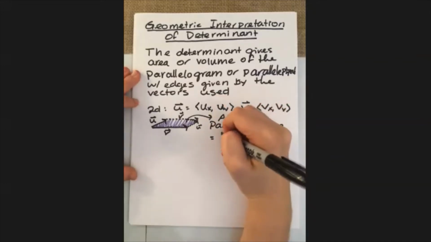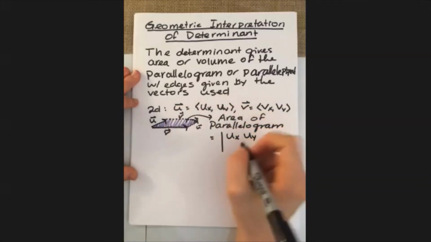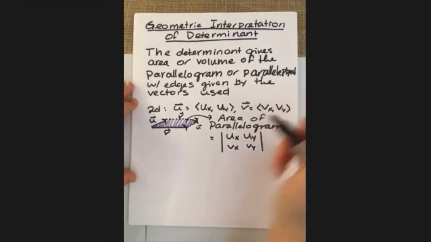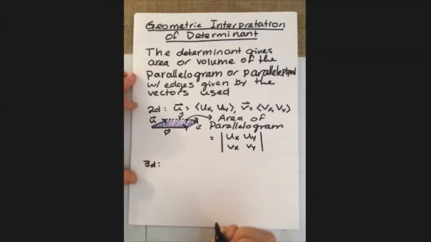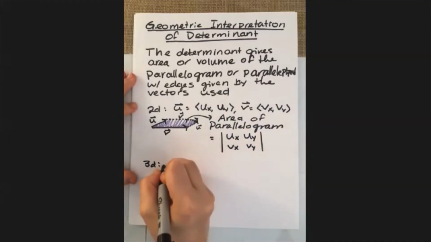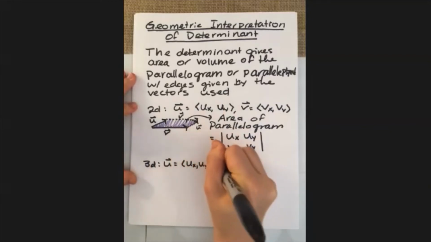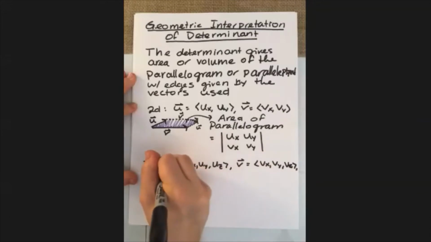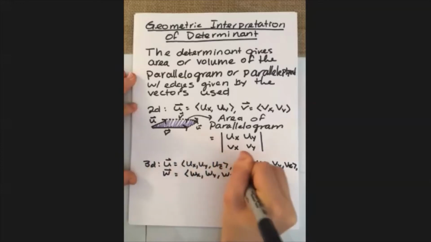So that's going to be equal to the determinant of, we take our vector u and put it in the first row, and our vector v and put it in the second row like that, and we take its determinant, and that gives you the area. And if we want to look at the 3D case, we get a parallelepiped. So say that we have, again, u, but this time equal to (ux, uy, uz), v equal to (vx, vy, vz), and then we're going to need a third vector, w equal to (wx, wy, wz).